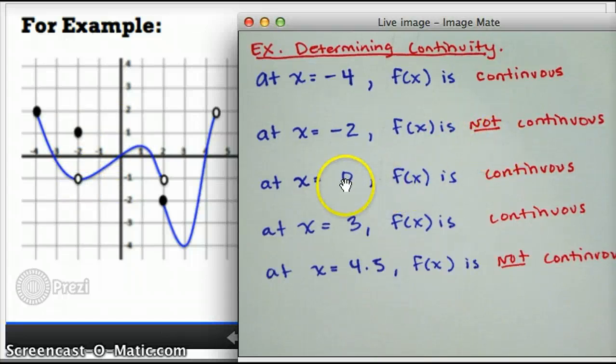At 0, for example, that's not true. The right hand and the left hand and the actual value of that point are all 0, and they're all the same. That makes it continuous.